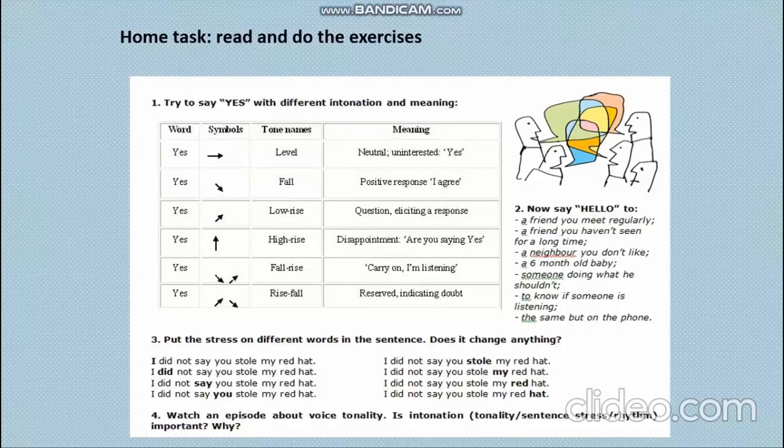And for your home task, you are to read and do these exercises. The first, try to say yes with different intonation and meaning. The next, now say hello using two emotional colorings. And exercise 3, put the stress on different words in the sentence. And this is your homework.